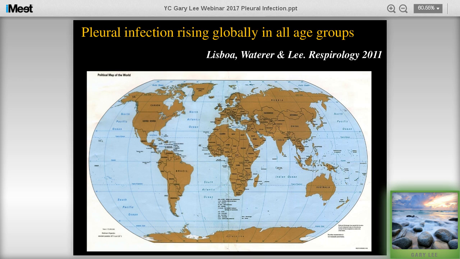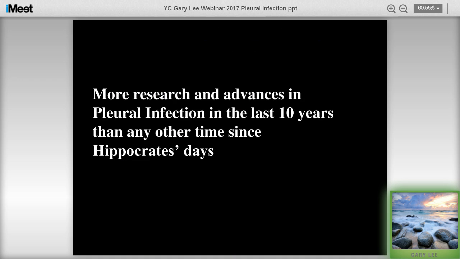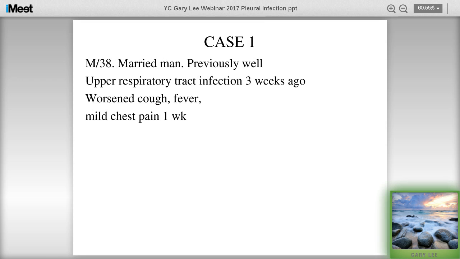This is a review article that Grant Waterer and I published back in 2011, and all the asterisks indicate places that have published national or regional data that suggest that their pleural infection rates are still going up. But there has been a lot more research and advances in pleural infection in the last 10 years than at any other time since the days of Hippocrates.